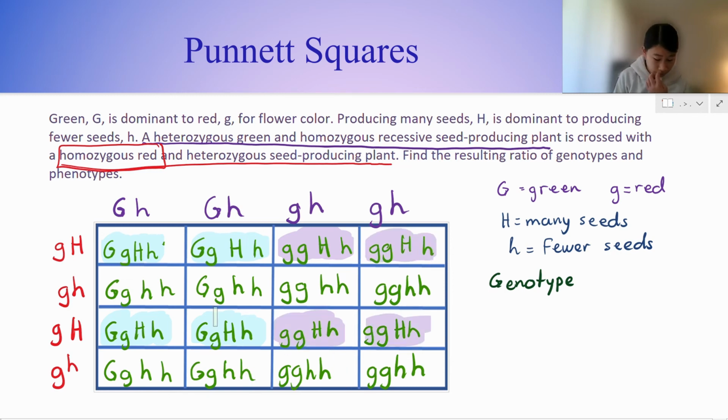Next, let's highlight the other type. So this is when we have a heterozygous for the color and homozygous recessive for the seed production. Okay, so let's highlight all the ones with a large G and a little g and the 2 small h's. And lastly, we'll highlight the ones with homozygous recessive for both genes. Okay, so 2 little g's and 2 little h's.